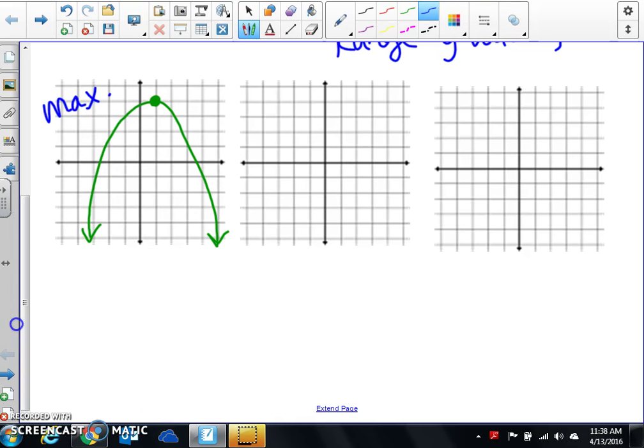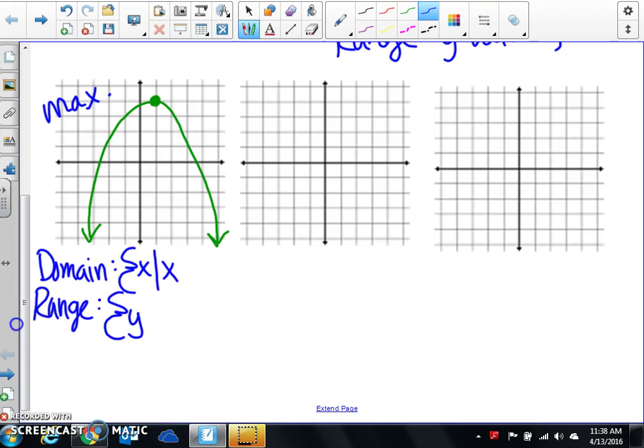All right, so when you're thinking of domain and range, we're going to put domain, range. So the domain is x for all x. The range is going to be y for all y. It's just a fancy notation. And you got to think for domain, your domain are your x values. So this is your x-axis here.